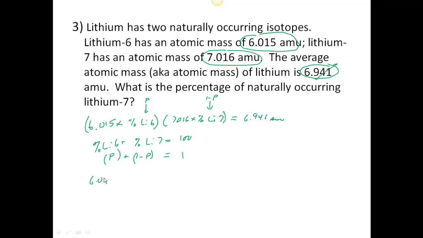So I have 6.015 times P plus 7.016 times 1 minus P, which is all equal to 6.941 AMUs. So now I take this and I distribute: 6.015 P plus 7.016 minus 7.016 P is equal to 6.941.